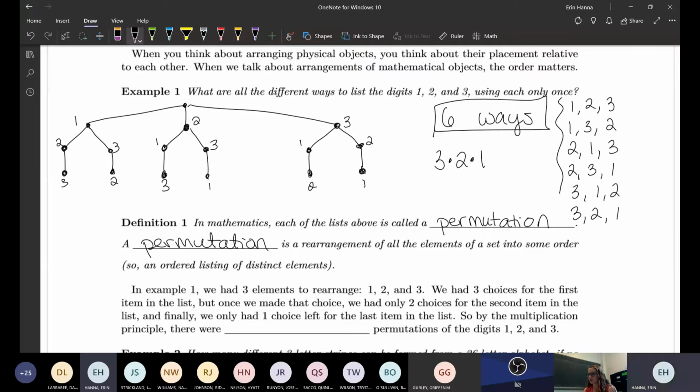So in that example we just looked at, we had 3 elements that we were arranging, 1, 2, and 3. We had, as I've already said, 3 choices for the first, but once we made that choice, we only had 2 choices left, and then we only had 1 choice left for the last item. So we found that the multiplication principle essentially gave us that it was 3 times 2 times 1, which gave us the 6 permutations on those digits. And we're going to expand a little bit on that multiplication principle. So notice here we were 3, 2, 1.